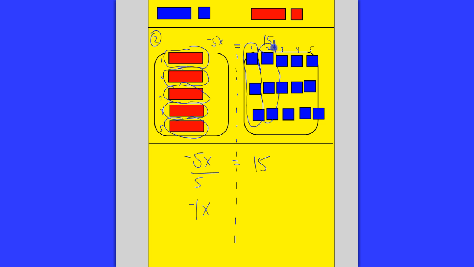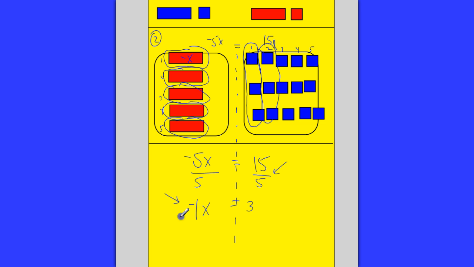So if I sort this into 5 groups, how many squares are in each group? Here's what I did. I divided by 5. 15 divided by 5. I divided that 15 by 5, and that gave me 3 tiles per group. Now, the question is, is that the answer? No, it's not, because this is a red x, right? This is a negative x.